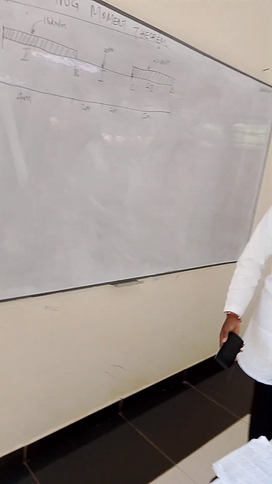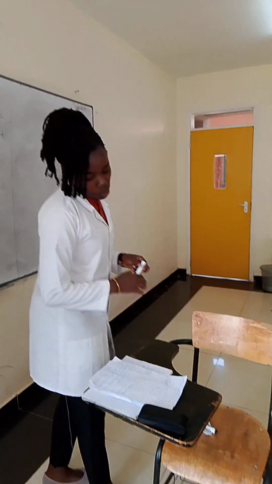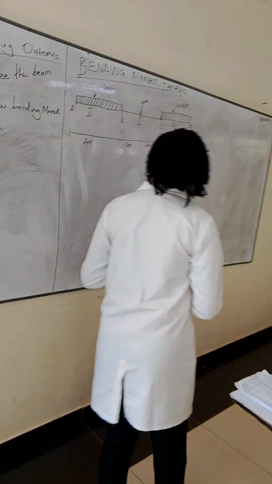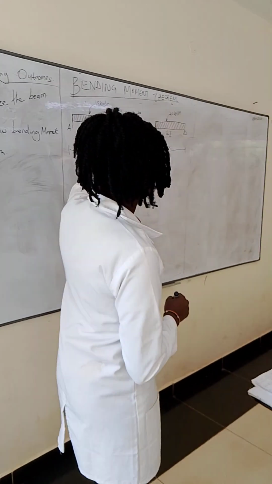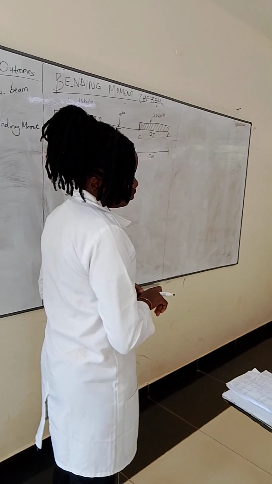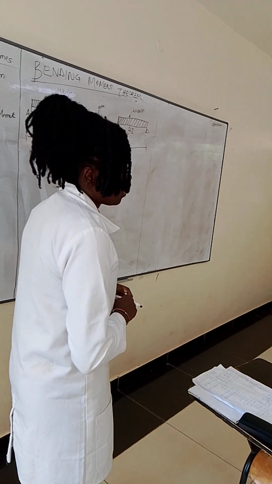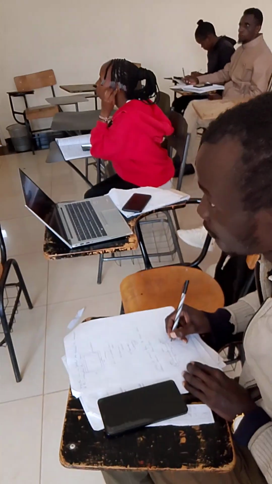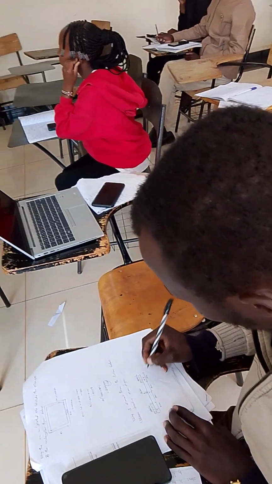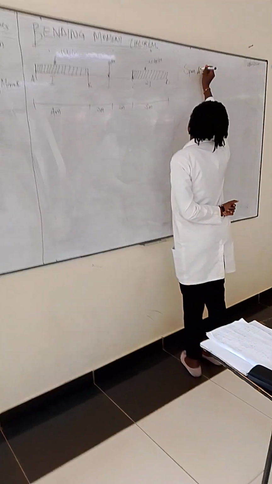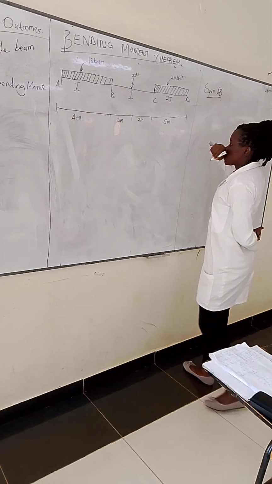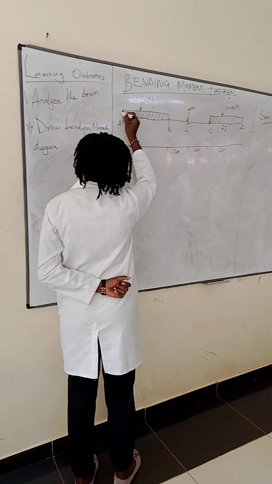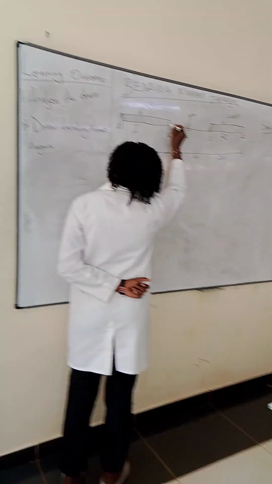And then, first you are going to calculate the moments at different points, different spans. Okay? So first of all, we'll start with span AB. So span AB, from this point up to this point.